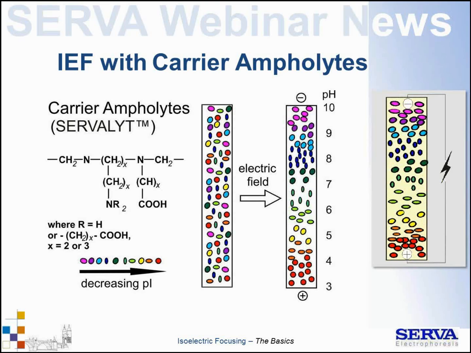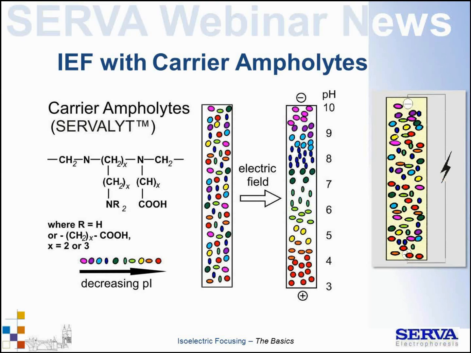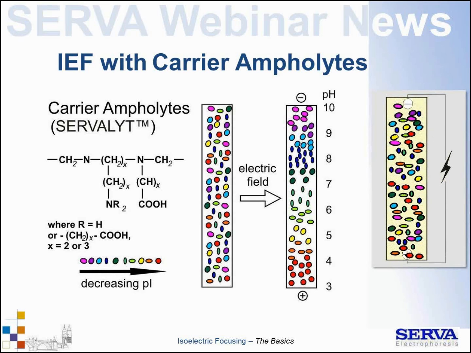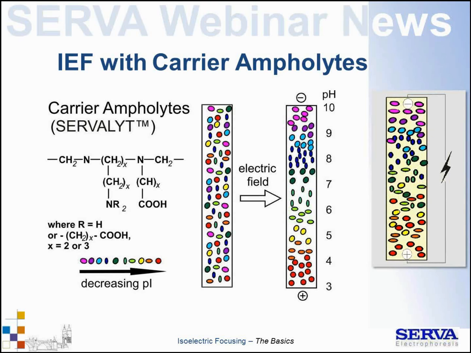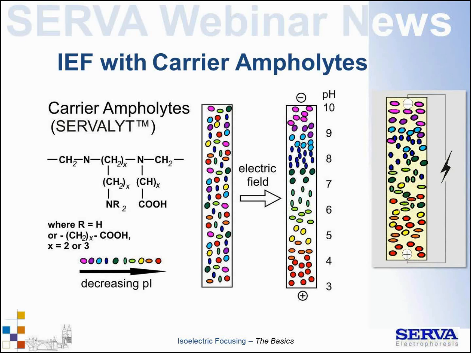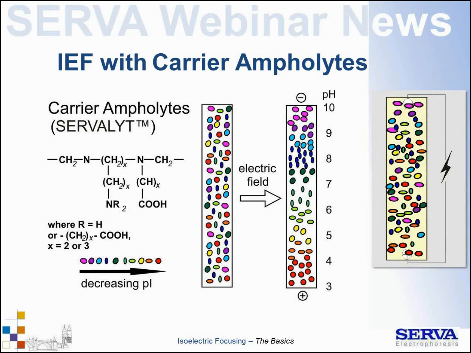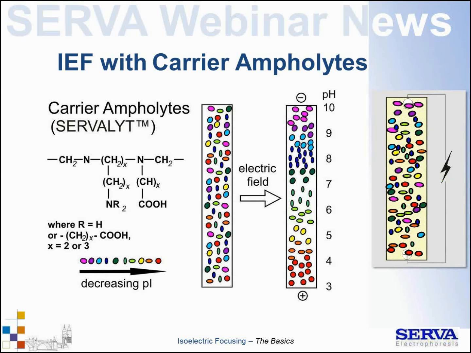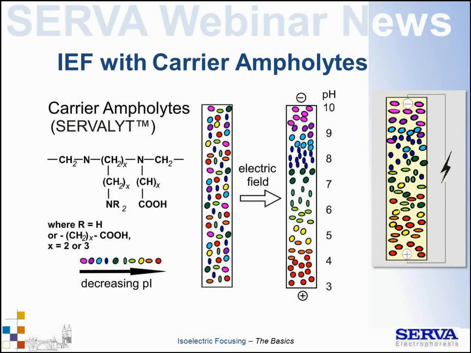Usually they are between 600, 700, 800 different homologs, and the distribution of them should be even between pH 3 and, say, pH 10. So the concentration and the buffer capacity of them should be evenly distributed over the entire pH range. And another feature, they should not be too large. The molecules should not be larger than 1,000 Daltons. And so this mixture of amphoteric buffers is used in a gel or in a capillary or a liquid column.